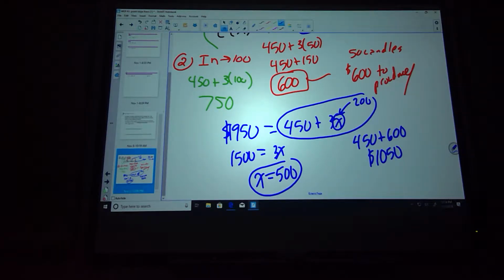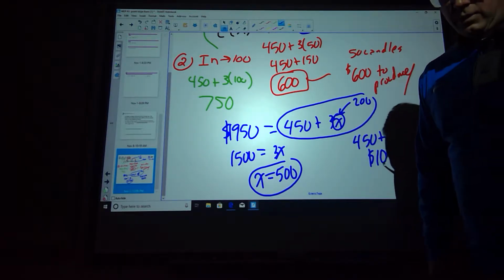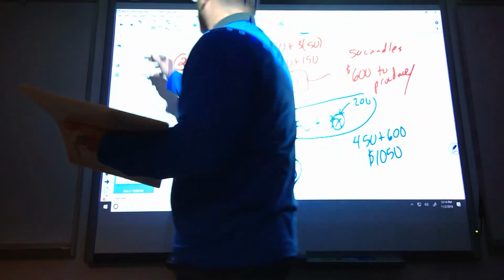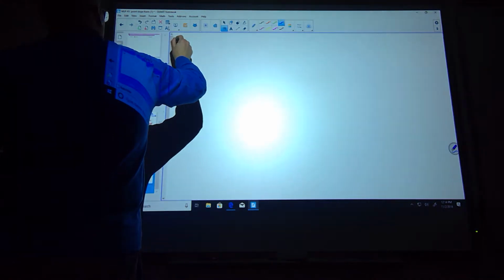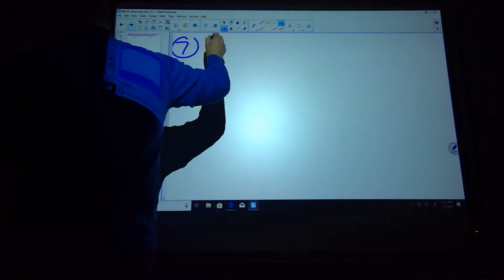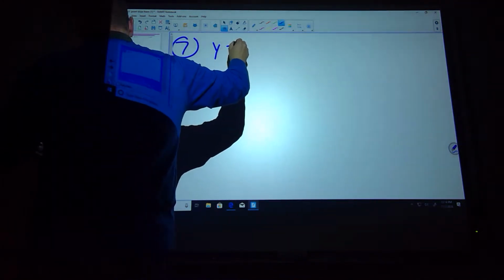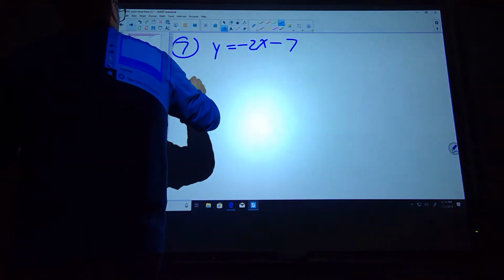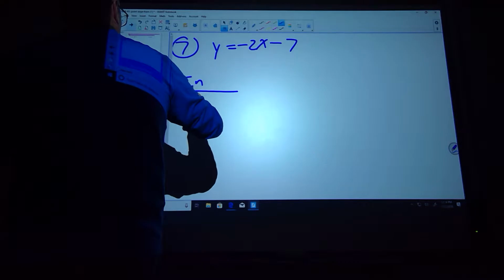Are we good with the input output, or you need me to do that? Yes, please. Complete the table. All right. How are you confused? So I have y equals negative 2x minus 7. And then we have input, output.